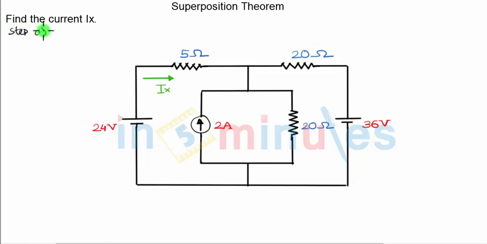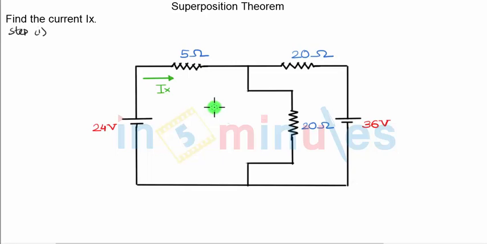In step 1, let me keep this 24 volts active and replace the 2 ampere current source and the 36 volts voltage source. How do you replace a 2 ampere current source? By simply removing it from the circuit, or in simple words, by open circuiting it. So when you remove the current source, it is always a good practice to remove the complete branch in which it was connected. And that means remove it till its final end point, so that there is no confusion created in terms of the given circuit.